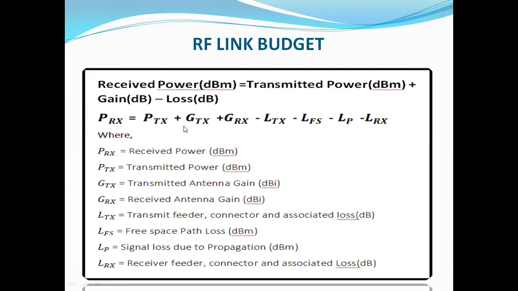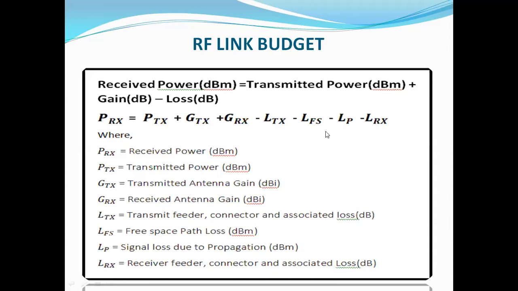This is the gain due to the transmitting antenna, GTX. GRX is the gain of the receiving antenna. So we have these two gain portions, and we have losses as well. L of TX is basically the transmit feeder, connector, and associated losses.